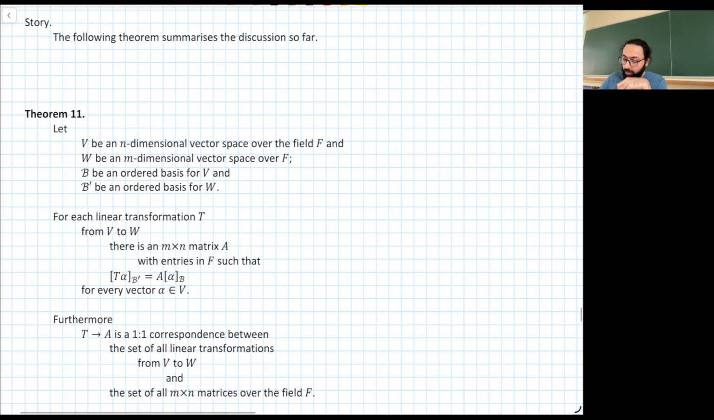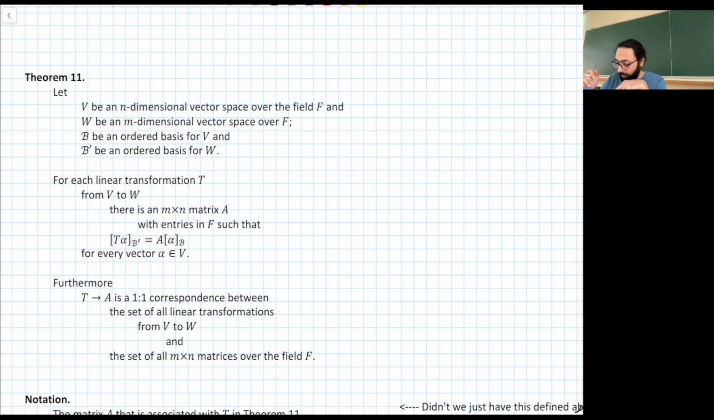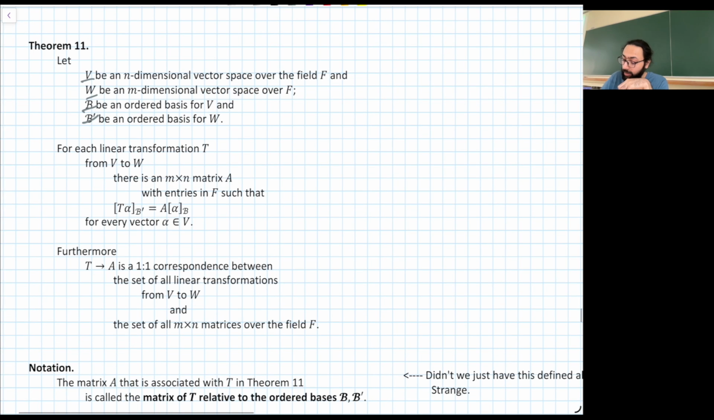Okay, so now let's look at theorem 11. So theorem 11 is basically just summarizing what we said so far. So V, W, B, B prime are exactly the way we define them. And it's saying for each linear transformation T from V to W, there is this M cross N matrix with entries in F such that T alpha.